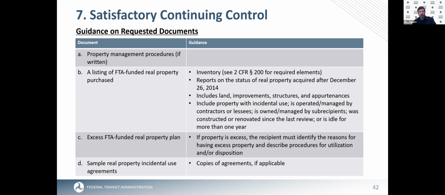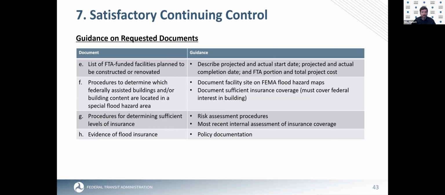Item D, the RIR is asking for any sample real property incidental use agreements. So there are certain required elements that your reviewer would check for. Let's continue to the next slide. Great. Item E, the RIR is asking for a list of FTA funded facilities that you plan on constructing or renovating. So this would include the projected or perhaps actual start date if you've reached that point, the projected and actual completion date, and of course the FTA portion of the total project cost.